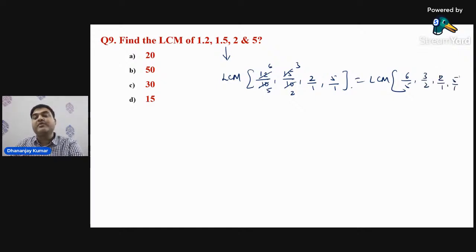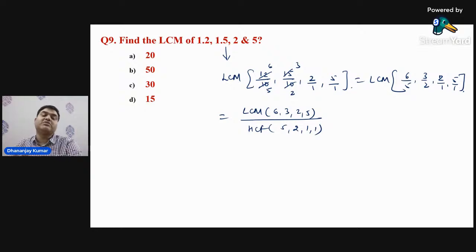Okay, so that is going to be the LCM of 6, 3, 2, and 5, and then the HCF of... you need not write it every time. You will not write. Why? Because you will get habituated to this. You will get habituated to finding the answer.